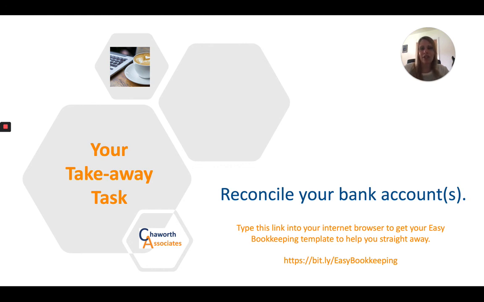Obviously, if you're using accounting software, it will have different ways of doing it within there. And I am going to write a blog on how to correctly reconcile your bank account as well, so keep an eye out for that.